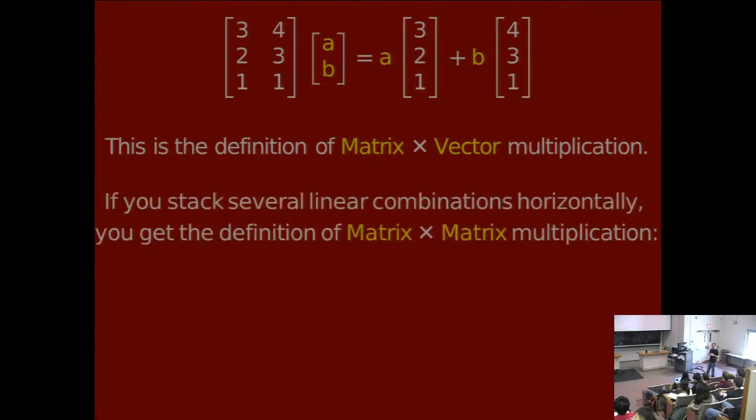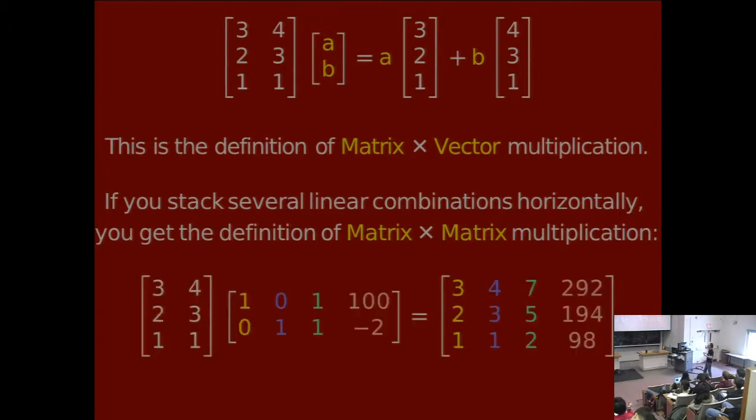Now, if you want to do a bunch of different linear combinations of the same, let's say, two column vectors, then just stack all the a's and b's you want together also in a row to make a matrix. So here I have 4 different linear combinations of these two vectors, 3, 2, 1, and 4, 3, 1. And what you get with each of the different combinations is given here. And this is also the definition of matrix times matrix multiplication.